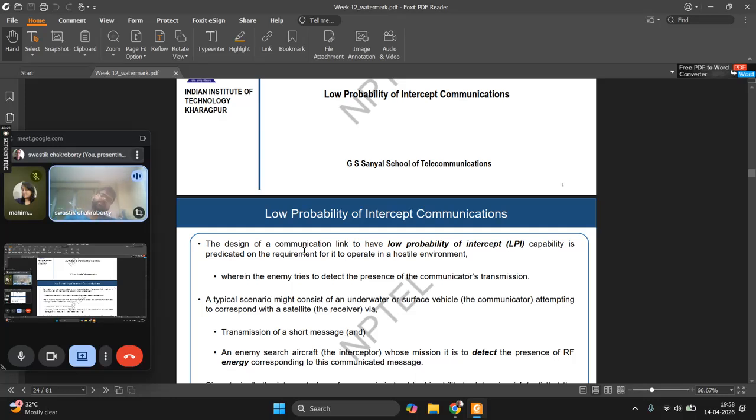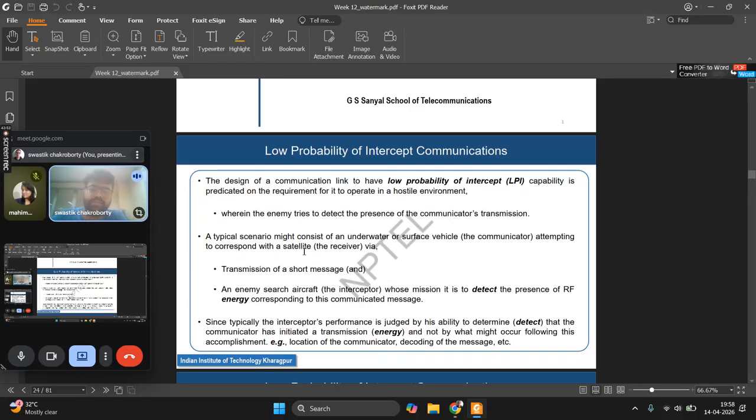So in that kind of application, communication needs to be modified into this low probability of intercept, or LPI, communication. The design of a communication link to have LPI capability is predicated on the requirement for it to operate in a hostile environment, like an active war situation, a reconnaissance mission, a surveillance mission, wherein the enemy tries to detect the presence of the communicator's transmission.